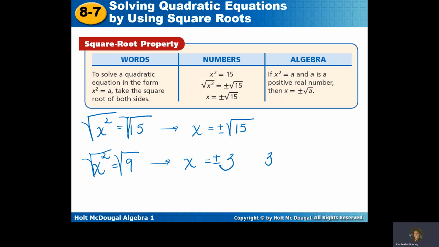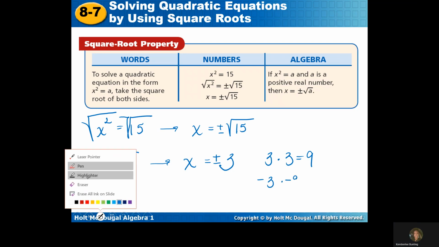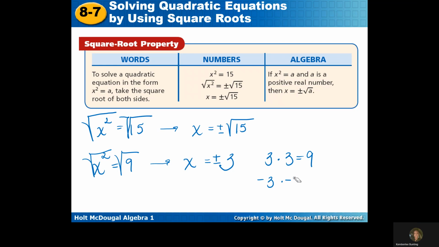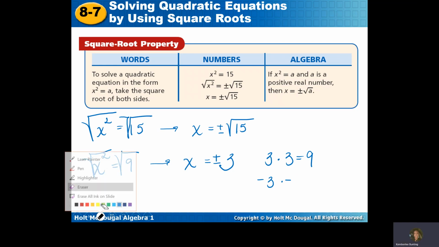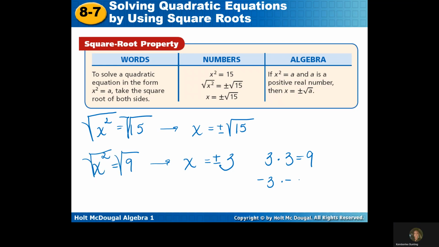Okay? 3 times 3 equals 9. But negative 3 times negative 3 is also 9, yeah? Which is why you must acknowledge both the positive and negative aspect of the value 3, or the square root of 9. Does that make sense?